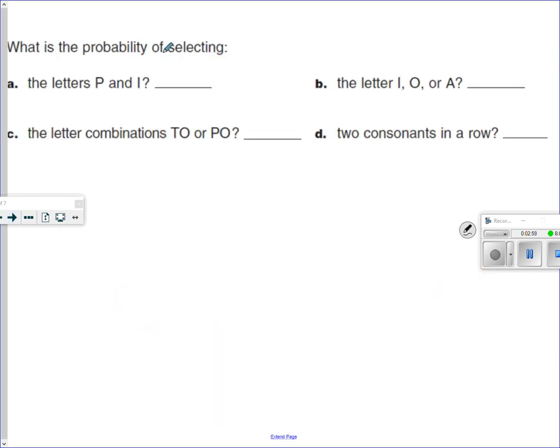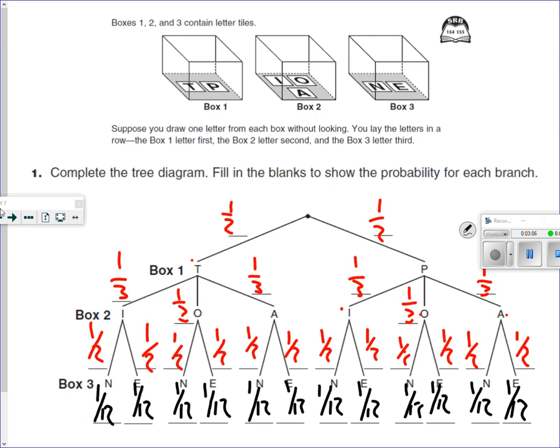What is the probability, I shouldn't say possibility, I should say probability, of selecting the letters P and I? Well, let's go back to our table here. The chances of getting a P and an I. We have a P right here, and we have an I. You take the 1/2 times the 1/3, and you get 1/6.